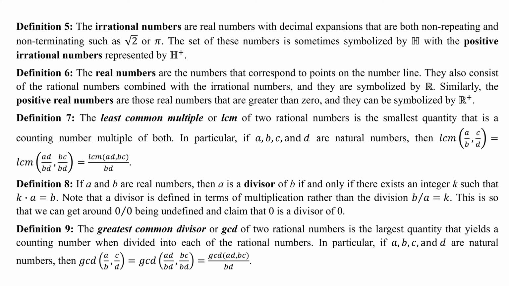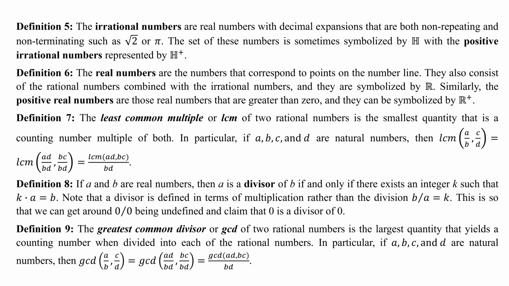Definition 6. The real numbers are the numbers that correspond to points on the number line. They also consist of the rational numbers combined with the irrational numbers, and they are symbolized by a block letter R. Similarly, the positive real numbers are those real numbers that are greater than 0, and they can be symbolized by R plus.